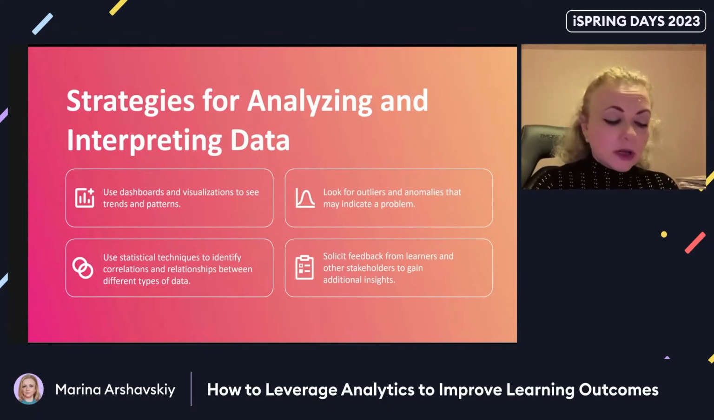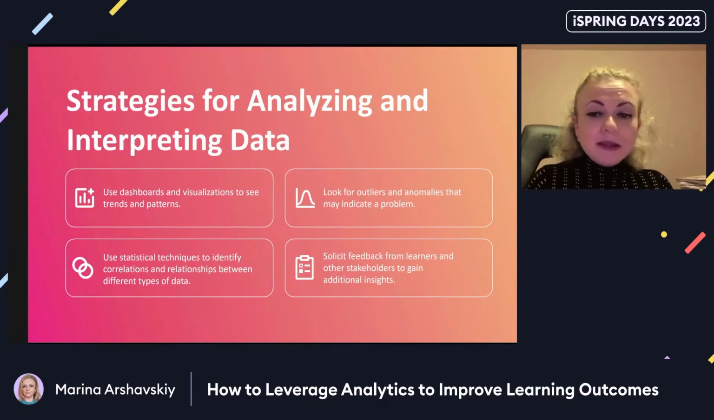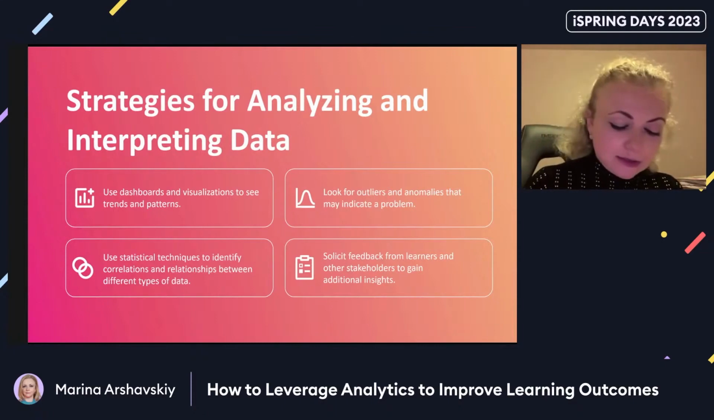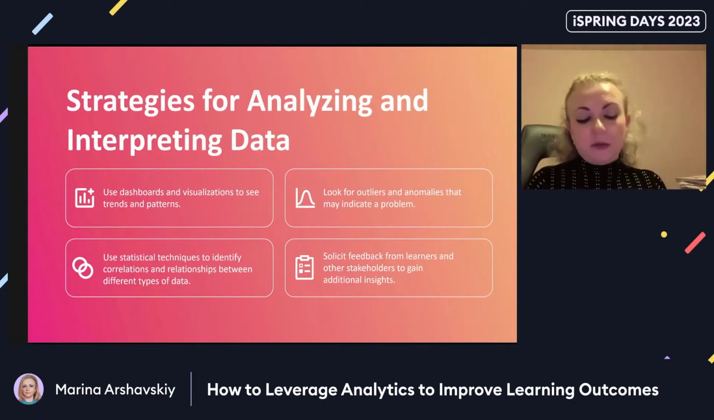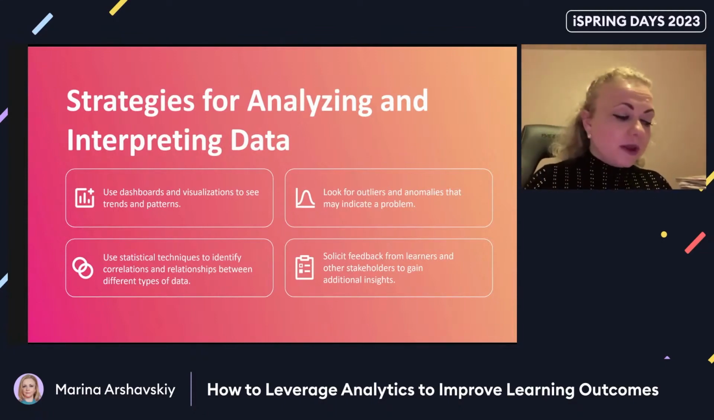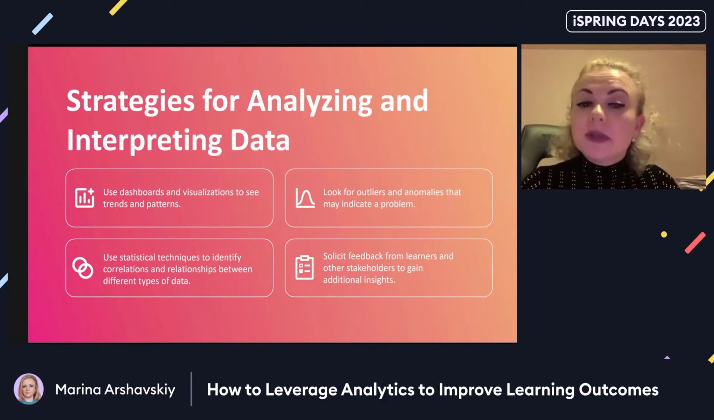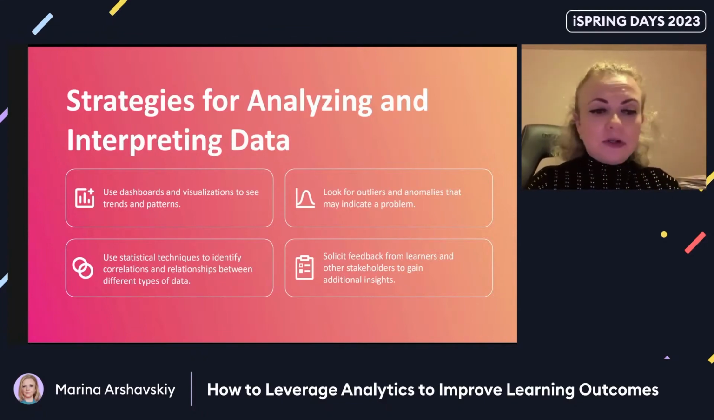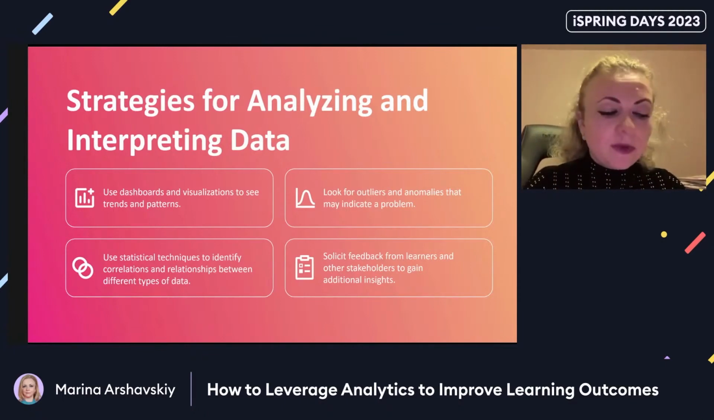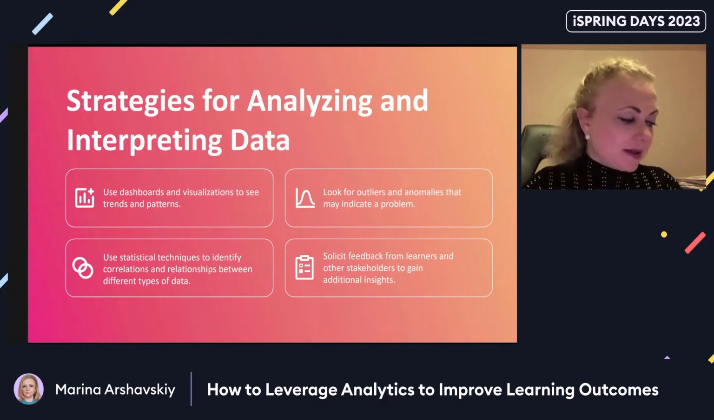For example, you can use a bar chart to visualize quiz scores and see how many learners are scoring above or below a certain threshold. Then you also want to start looking for outliers or anomalies that may indicate a problem. For example, if a lot of learners are dropping out of your course or program after a certain module, then there might be a problem with that module. So you might want to look at it from the perspective of content, organization, and all the other instructional design.